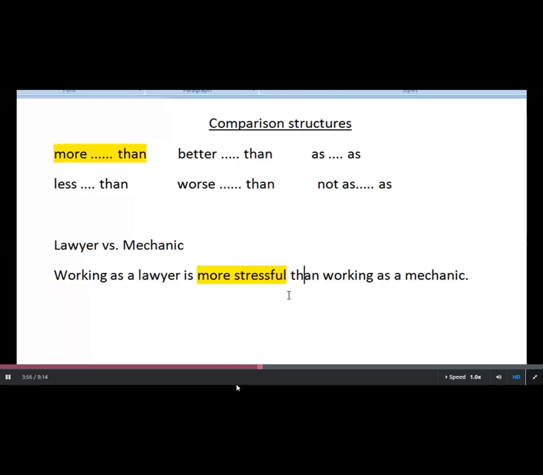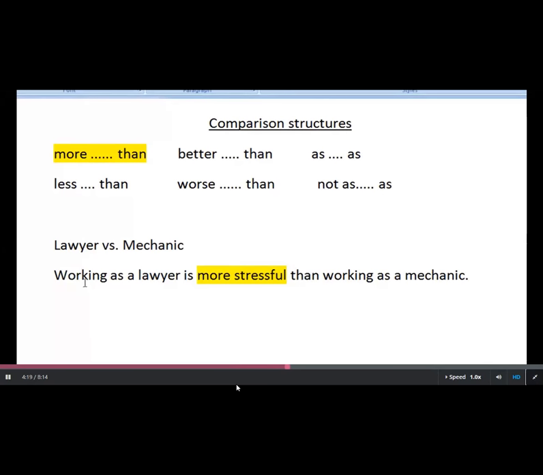And I think it's also important to mention that this is an opinion, right? So my opinion could be different than yours. You could think the opposite of this. I wouldn't know either one of those two because I never worked as a lawyer or as a mechanic, so I wouldn't know which one is more stressful. But it sounds like the lawyer is more stressful, right?